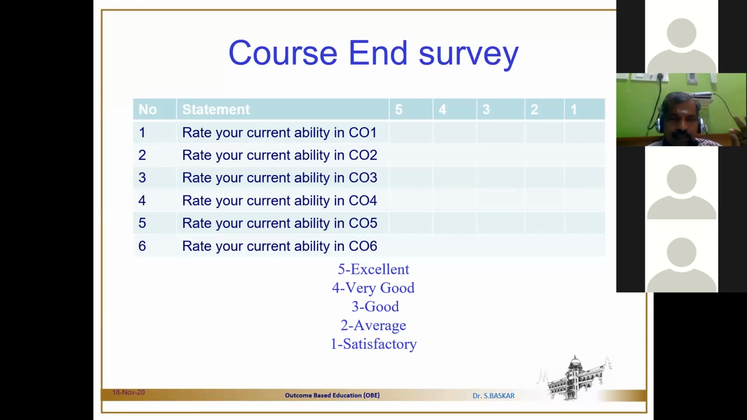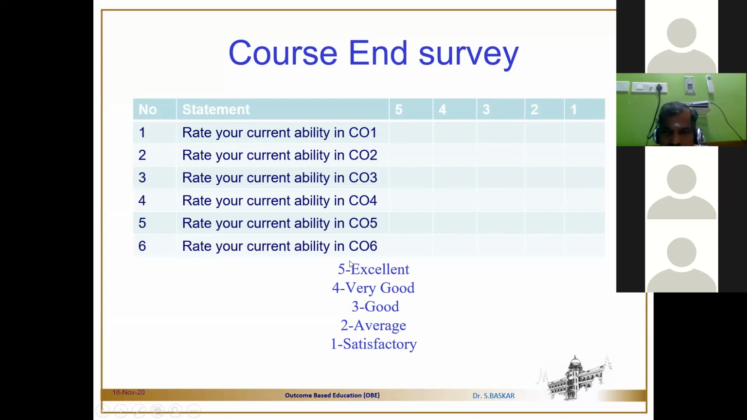The CO1 may be apply, explain the concept of outcome-based education, apply Bloom's taxonomy for writing course outcomes, like that. We need to write the actual statement of CO1. This stem is same. Rate your current ability in performing so and so. We are asking in 5-point scale. 5 is highest, 4 is next one, 3, 2, 1. Therefore, 5 to 1, it is decreasing one.